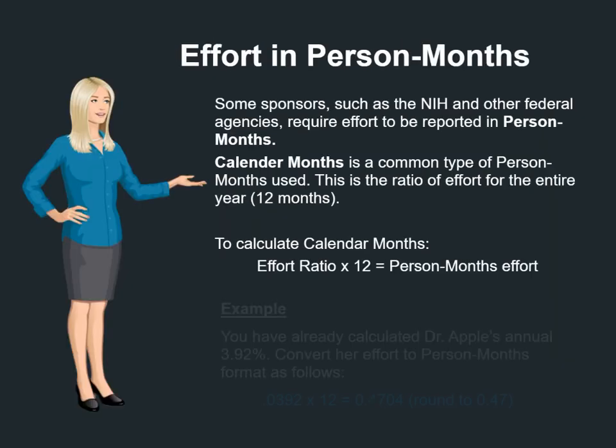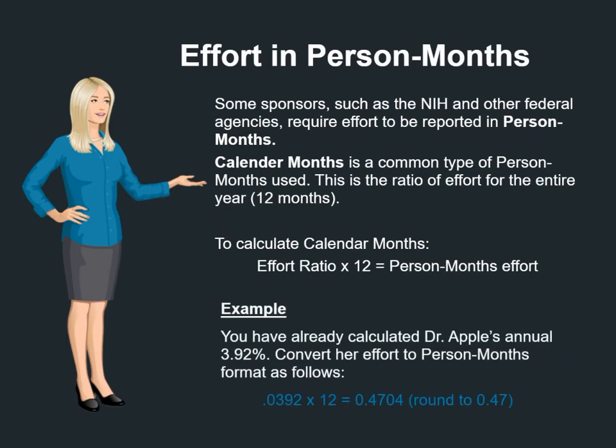Some sponsors, such as the National Institutes of Health and other federal agencies, require effort to be reported in person months. Calendar months is a common type of person months used. This is the ratio of effort for the entire year. To calculate the calendar months, you will take the effort ratio and multiply that by 12 to get their person months effort. For an example, think about the previous calculation.